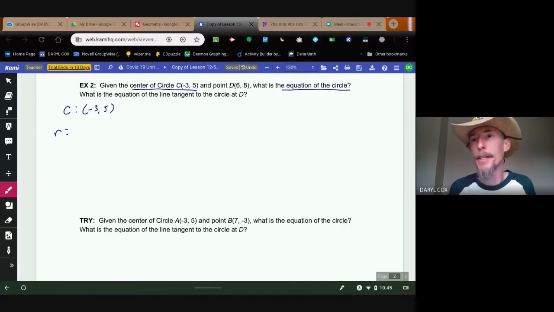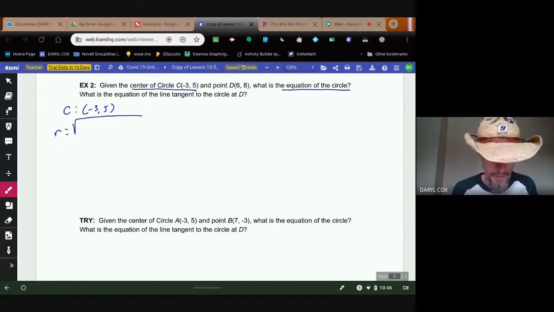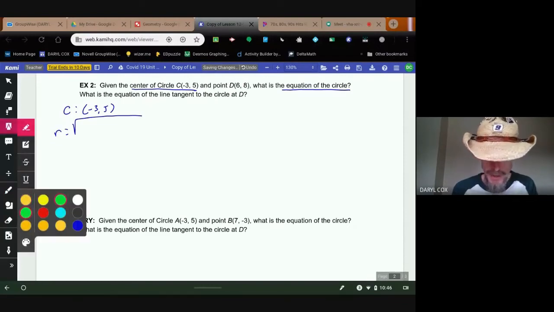Now remember, the radius by definition is 2 things. It's either the segment from the center to a point, or we could say it's the length of a segment. And length, another word for that, is distance. So I'm going to use my distance formula between 2 points, my center and a point on there.